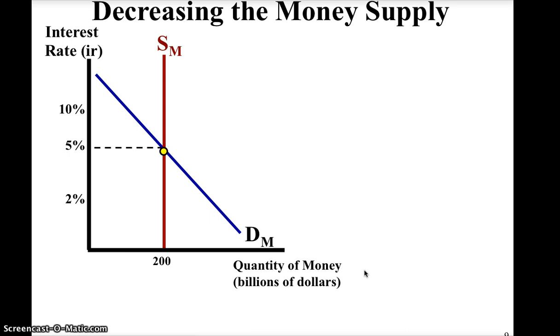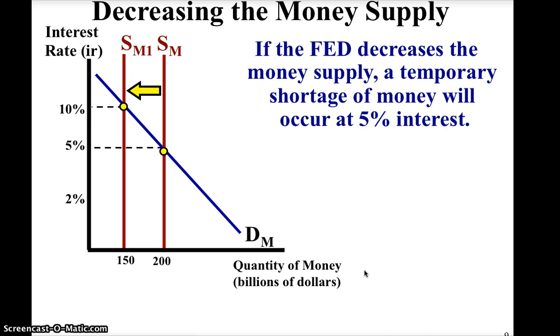Well, what happens if there's a decrease in the money supply? You can see here that the money supply is decreased by the Federal Reserve, and interest rates jump to 10%. So why is that? Well, if the Fed decreases the money supply, there will be a temporary shortage of money at 5% interest. Well, what does that actually mean?